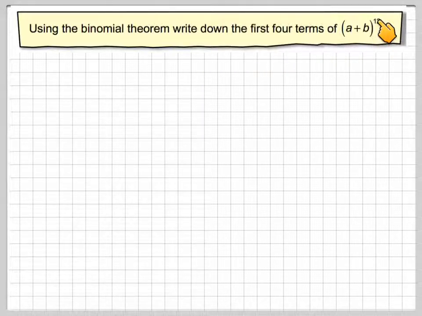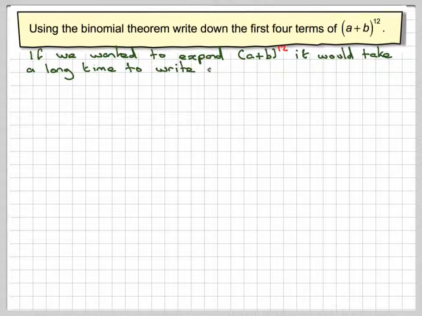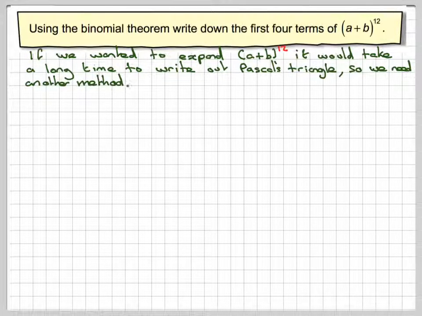Now, using Pascal's triangle in this case is not going to be a good idea, because we're going to have to write out about 12 lines of Pascal's triangle. So if we wanted to expand (a + b)^12, it would take a long time. What would we do if the power is like 20 or 30? So we really need to look at a different method.